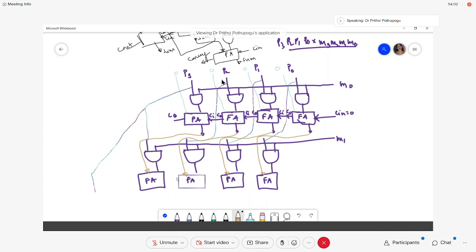And this is again C in, which is 0. And this repeats. How many stages you have, that many stages you will be repeating this. So this element is the repeating element for us. If you repeat this segment n into n number of times, or m into p number of times, you will be getting the array multiplier output.